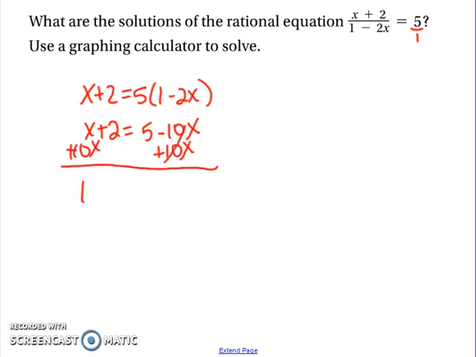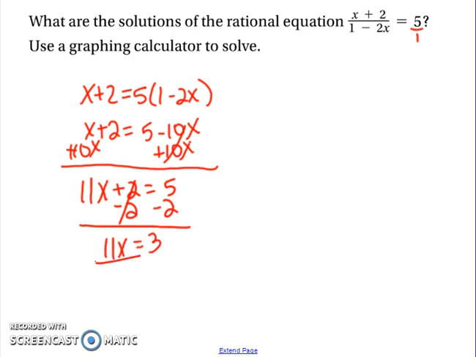So I end up with 11x plus 2 equals 5. And then I subtract 2. 11x equals 3. Divided by 11, so x equals 3 over 11. So this is the answer that I get. We can check this using a calculator.